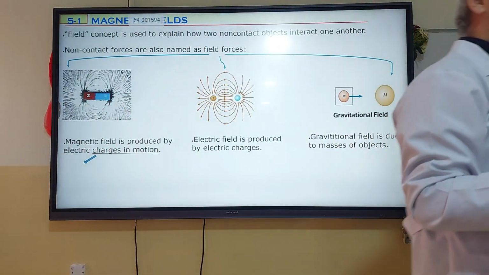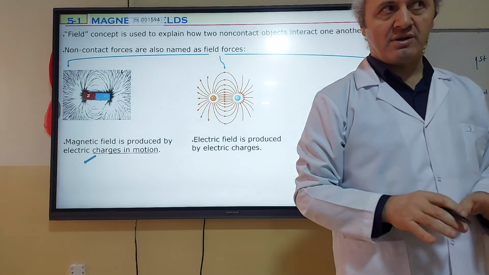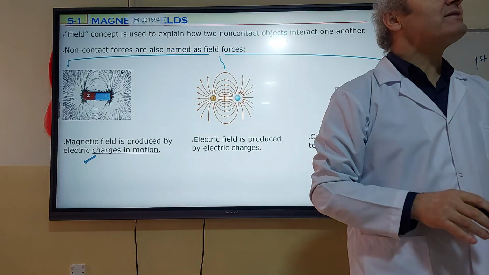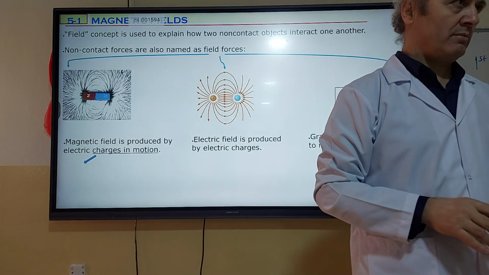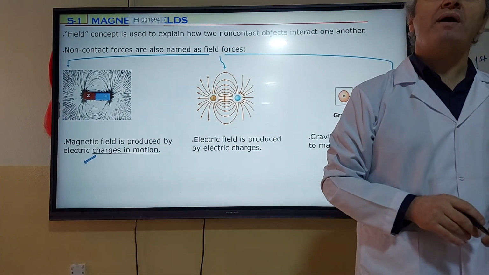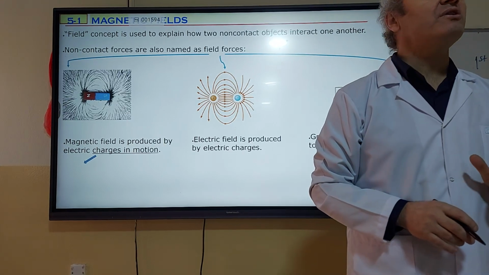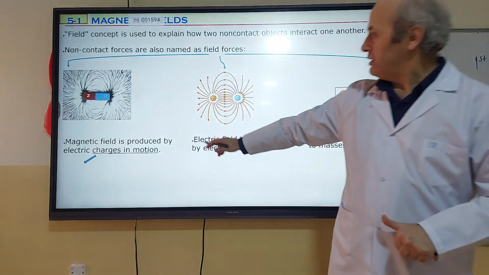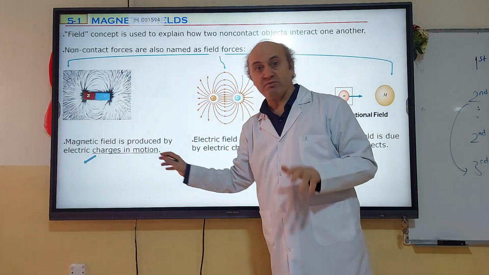But a magnetic field is also produced by charges. However, these charges must be moving. So a magnetic field is produced by electric charges which are in motion.